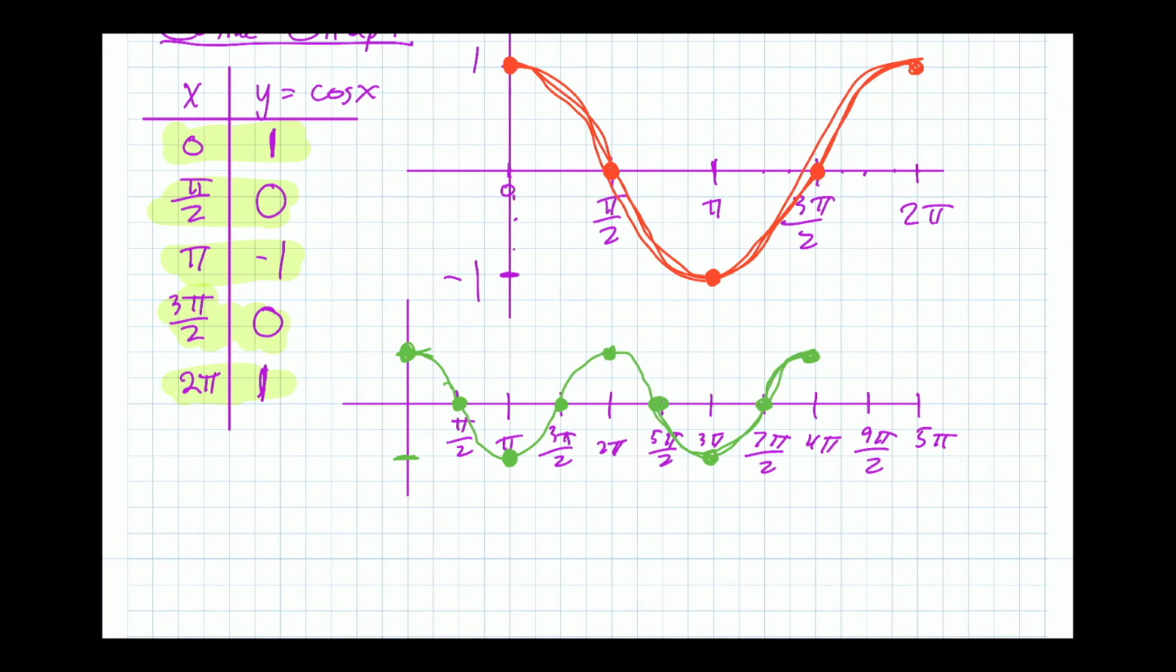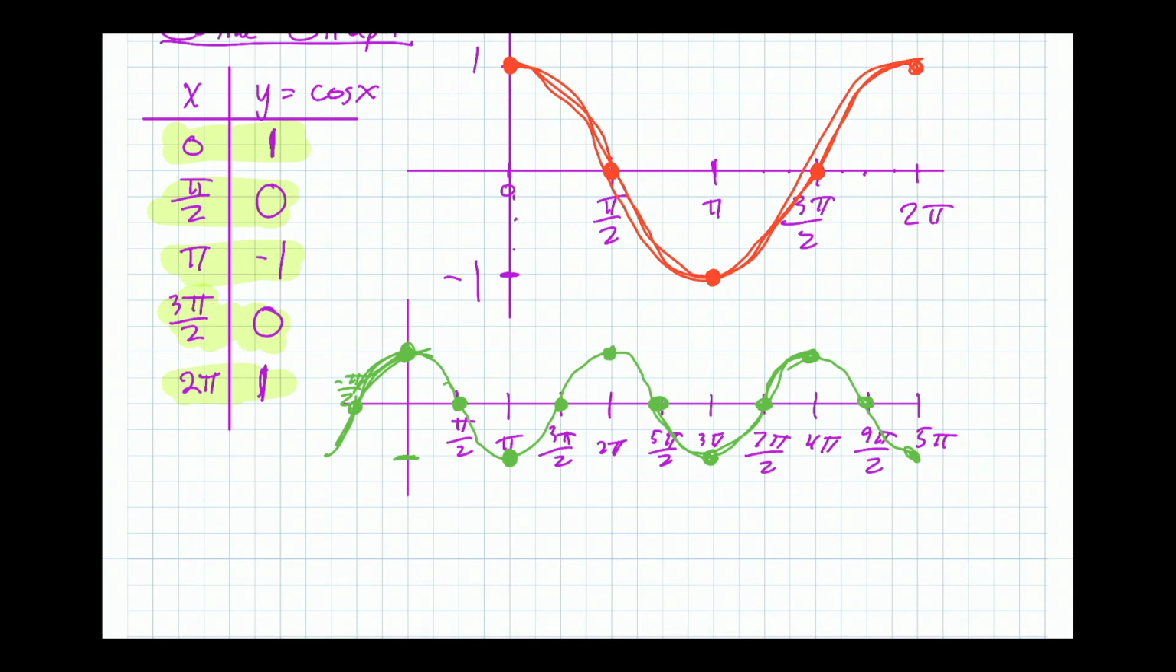So like that. And then back to 0, down to negative 1. Like that. And out to the left, it does the same thing. So if I come out here to negative pi over 2, we're at 0. Right? So the pattern repeats. And then it keeps going.